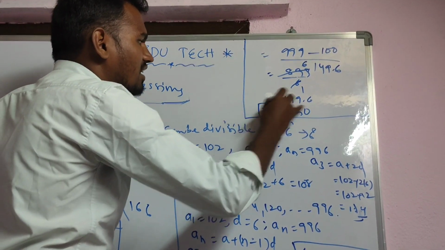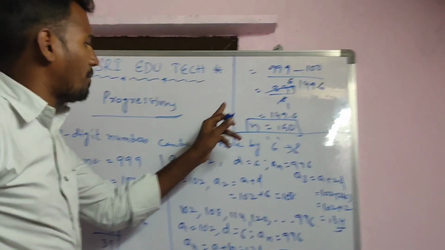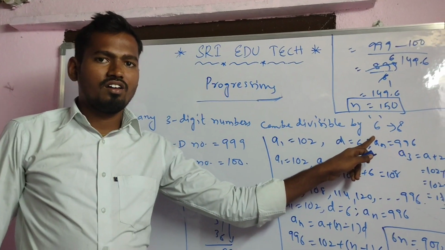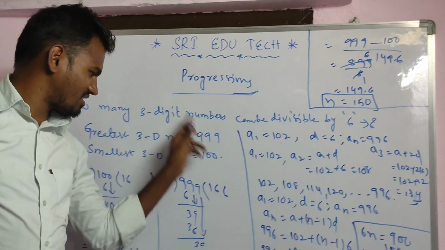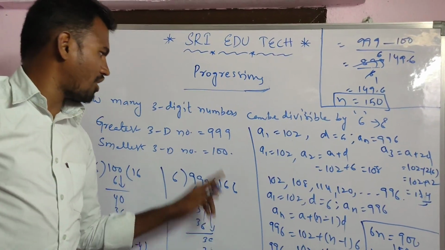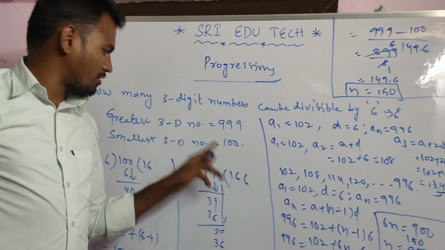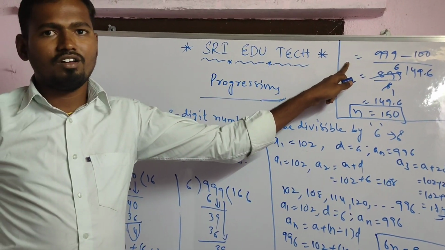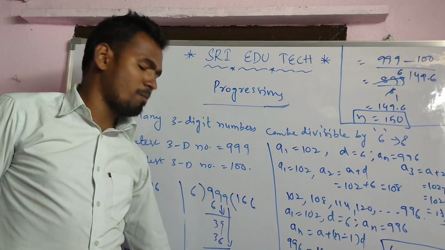Therefore, this is the simple way of finding how many three-digit numbers are divisible by 6. This is the simple method, and the other is the long method. In 10th class you have 4 marks for this question, and you have to write like this. So this is the problem, and it is important for 4 marks.